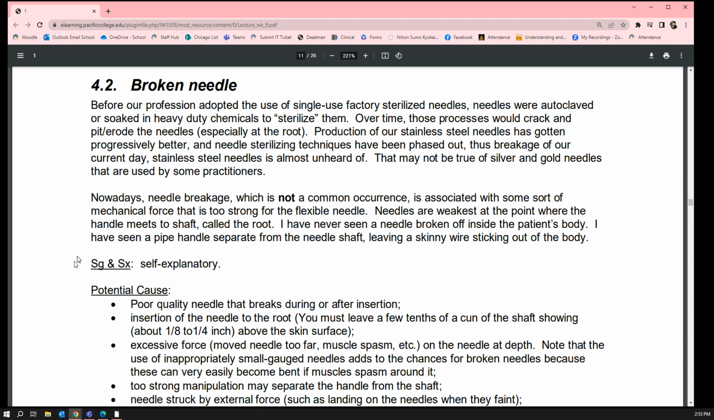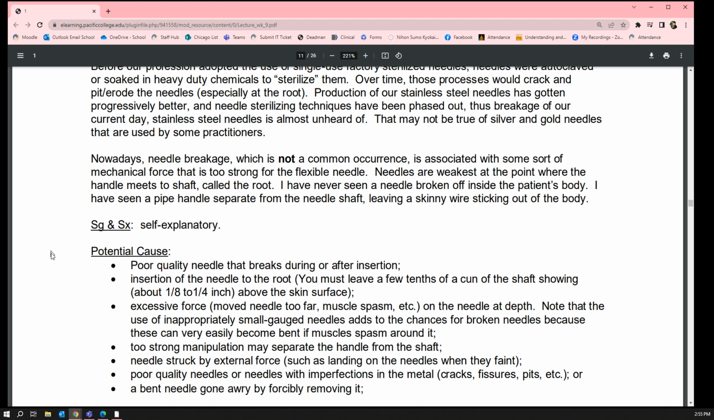I have never seen a needle broken off inside of a patient's body. I have never actually seen a broken needle. I have a couple of colleagues. My mentor saw a plastic handle separate from the needle shaft, leaving a wire sticking out of the body, but never saw a needle embedded in anybody. I don't know anybody who has ever seen a needle embedded in anybody from a broken needle. So is this a common occurrence? No, absolutely not. But it is within the bounds of possibility.